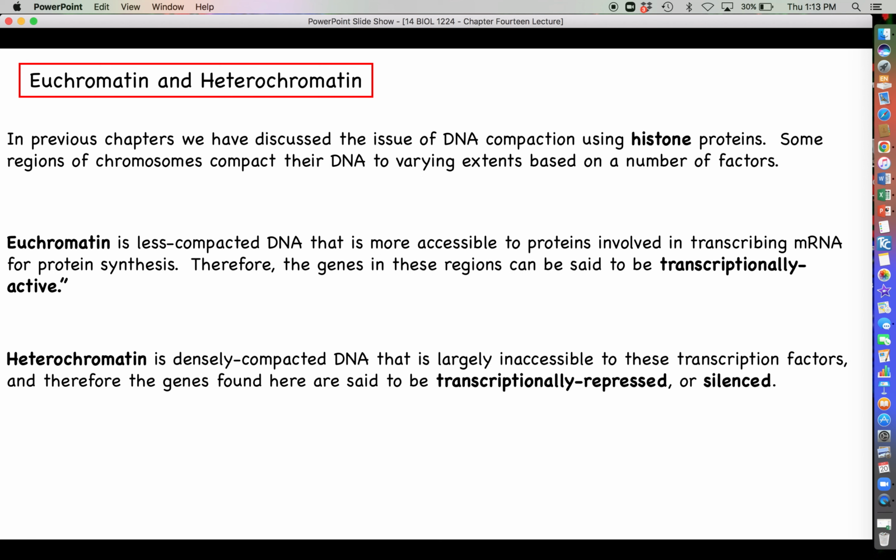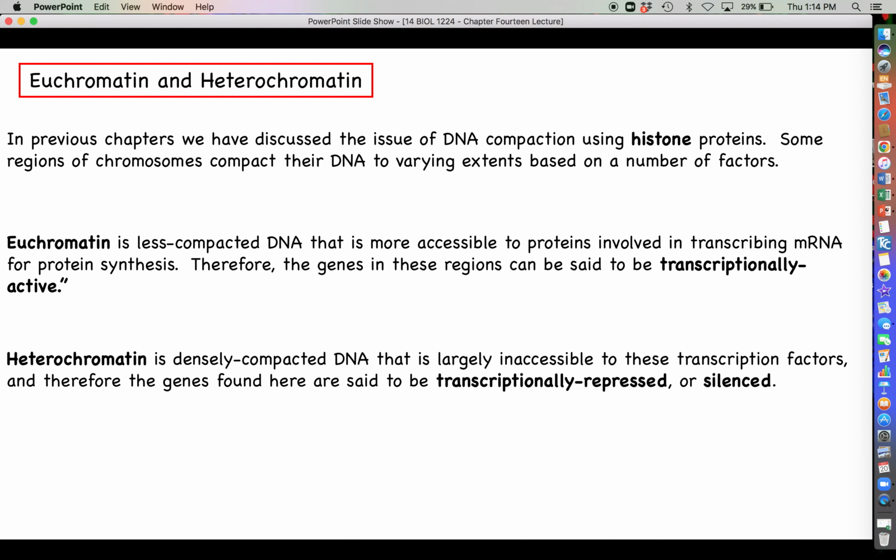Now, heterochromatin is the exact opposite. This is very, very densely compacted DNA that is largely inaccessible to those same transcription factors, and therefore sometimes we say that the genes here are silenced or repressed, meaning that it's like a library that is not open for business.